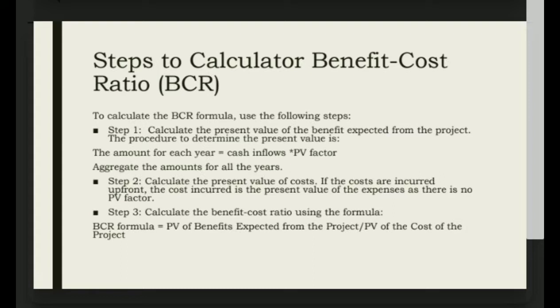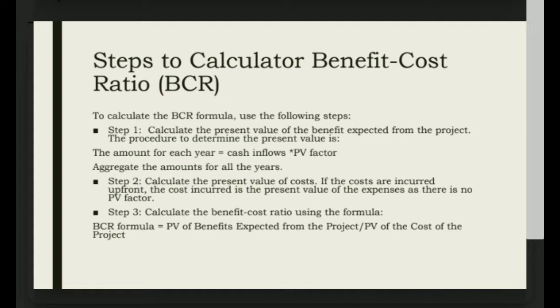Next are the steps to calculate the benefit cost ratio or BCR. These steps show how to calculate the BCR. The first step is to calculate the present value of the benefit expected from the project. The procedure to determine the present value is the amount for each year, equal to cash flow times the PV factor. Then aggregate the amounts for all the years.